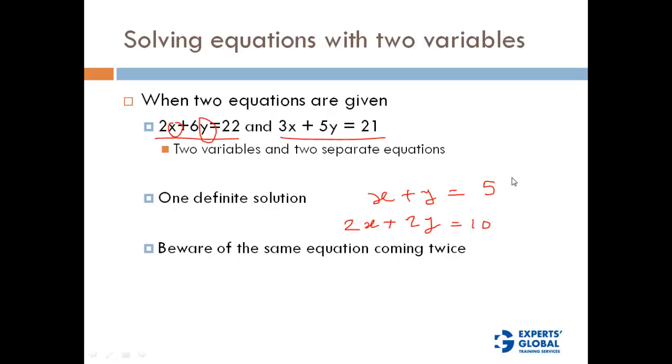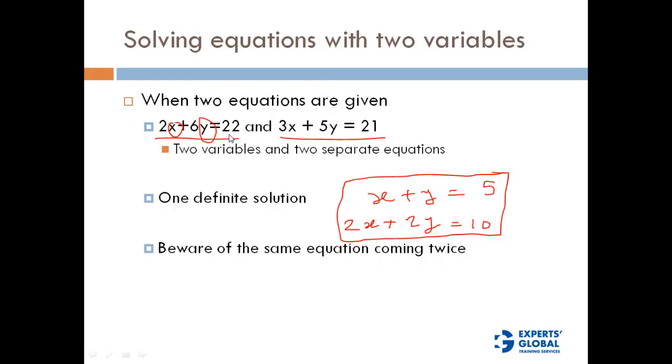Now if someone gives you these two equations and says, find out the value of x and y, you need to beware of such situations. That is because even if they appear to be two separate equations, they are basically the same equation. So you just multiply this equation by 2, you get the second equation. So beware of the same equation coming twice.